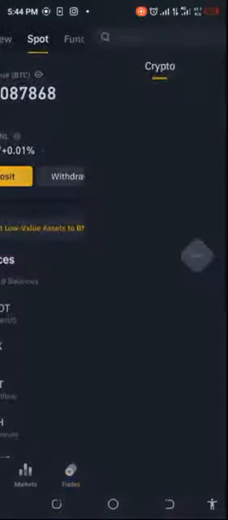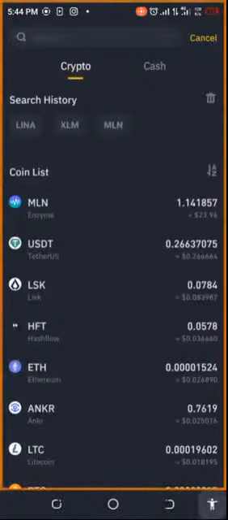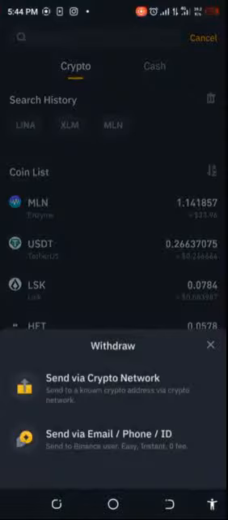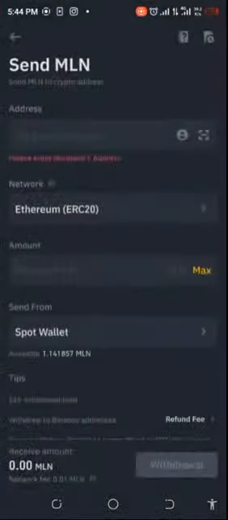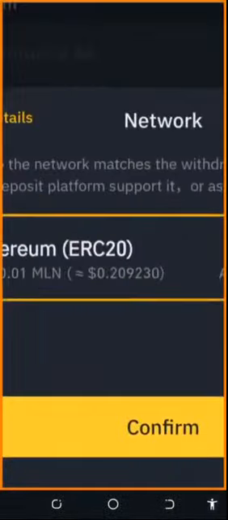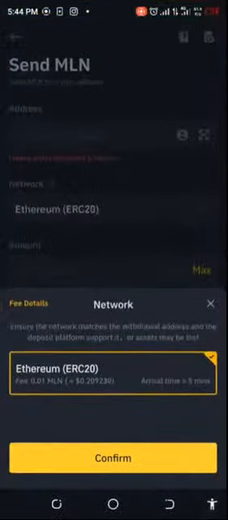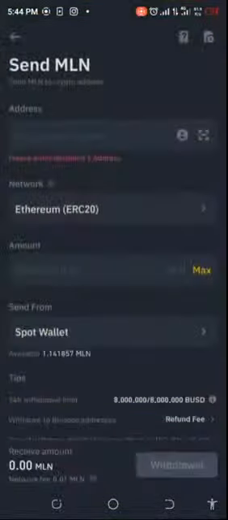Okay. So we're going to withdraw. What are we withdrawing? We're withdrawing the MLN. You can see we have 1 point, it's the equivalent of 23.96. Let's go ahead and do this. I'm withdrawing that via crypto, and I want to be sure that everything is the same. Enzyme, like I told you, it's 20 cents. So that's fine. First time I'm seeing something that low for ERC20.